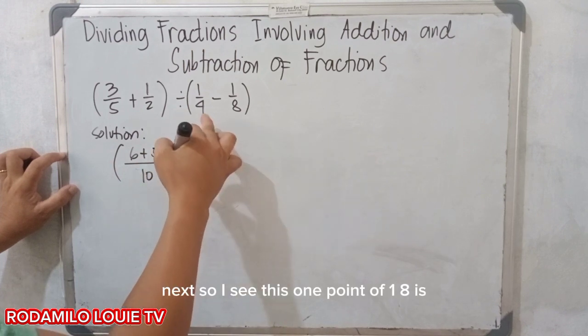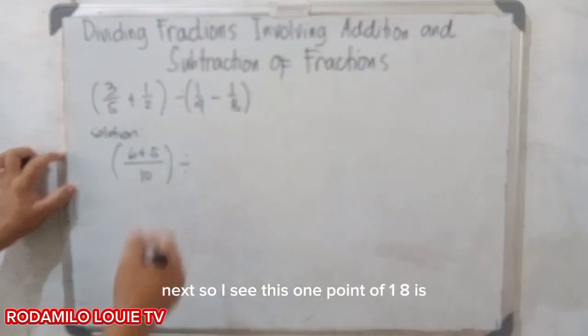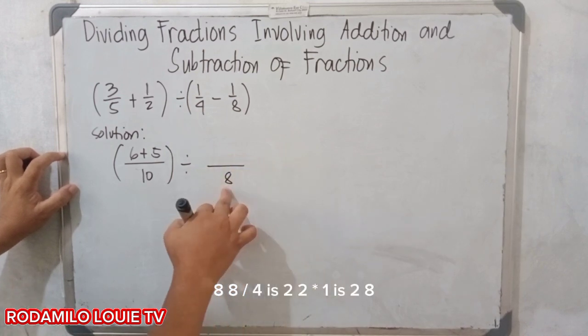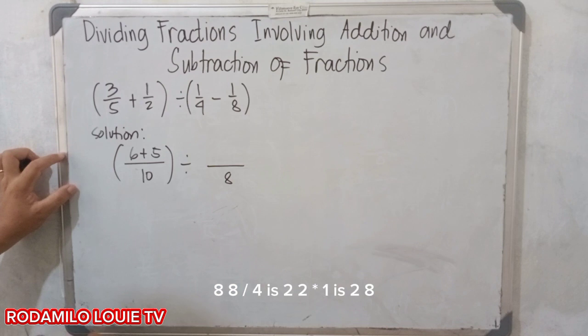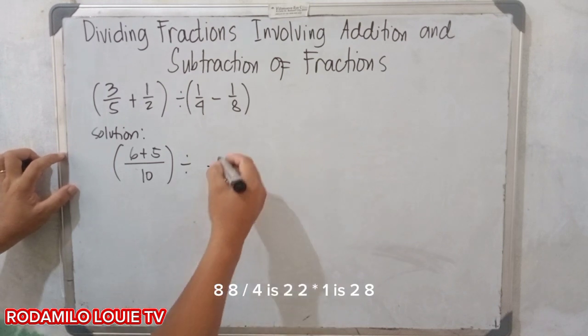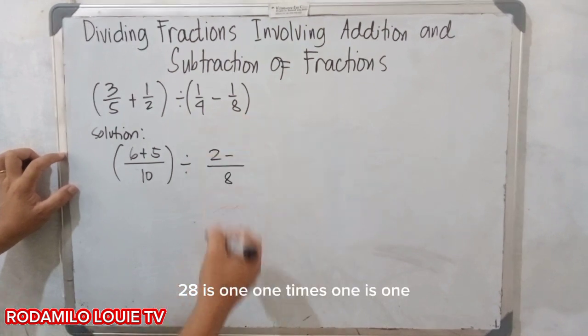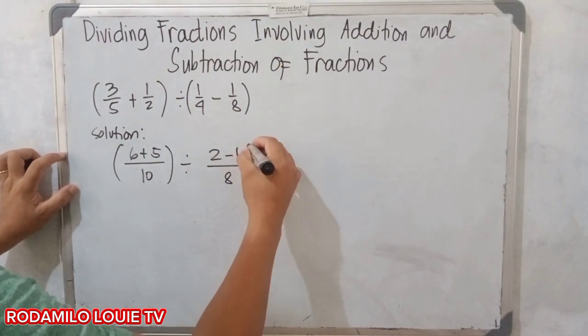Next. So, the LCD of 1/4 and 1/8 is 8. 8 divided by 4 is 2. 2 times 1 is 2. 8 divided by 8 is 1. 1 times 1 is 1.